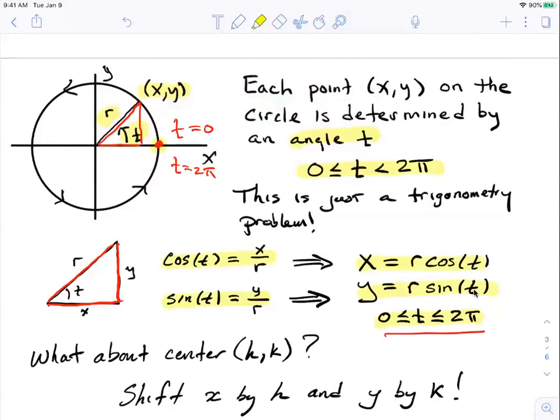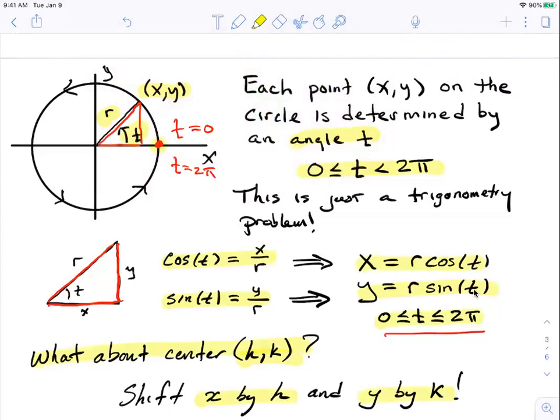Okay? But we didn't want circles only at the origin. We said we wanted their centers to be arbitrary. So what do we do? Well, if you want to move the center and hence the whole circle, you should shift the x coordinates by h and the y coordinates by k.